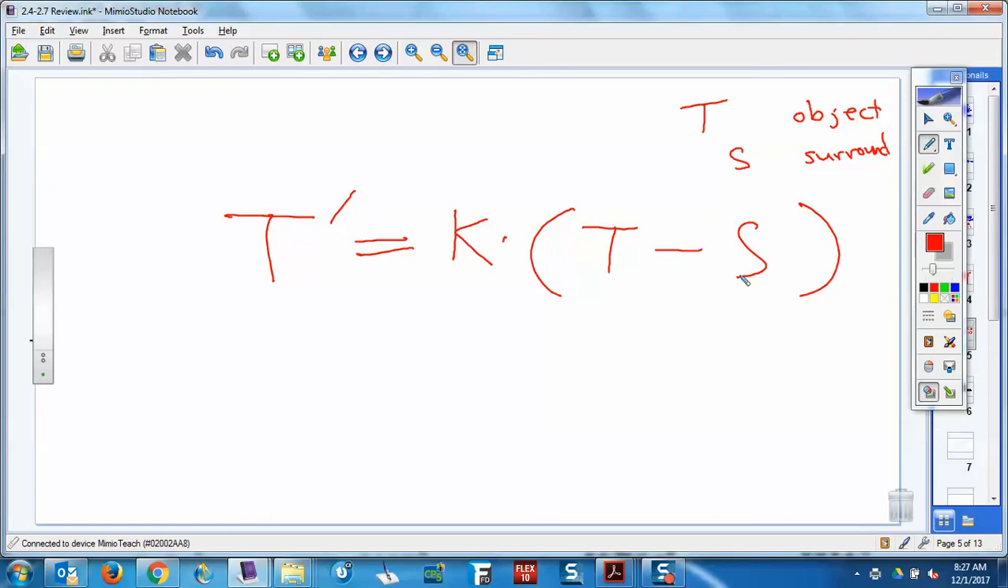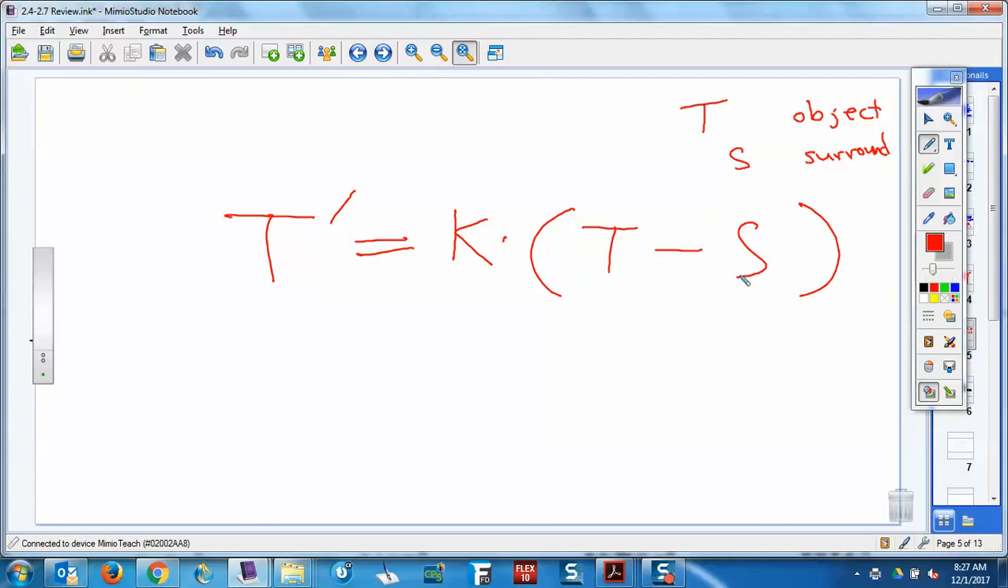What does it mean if this is big? T minus S. Think of the coffee example. What does it mean in the coffee situation if this is big? There's a huge difference in temperature, right? The room's really cold and the coffee's really hot. If the room's really cold and the coffee's really hot, this is big.